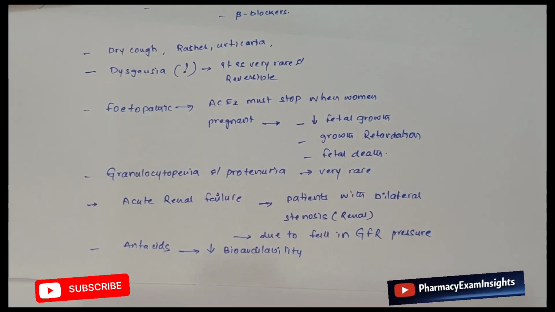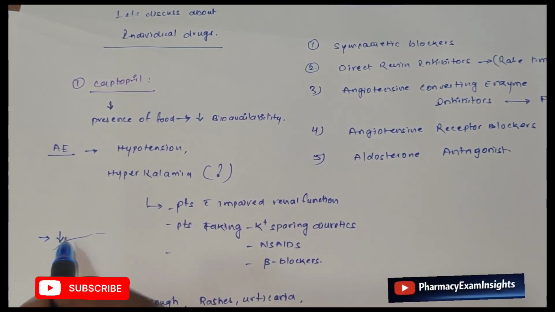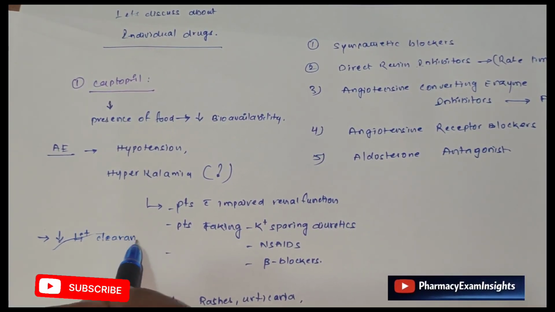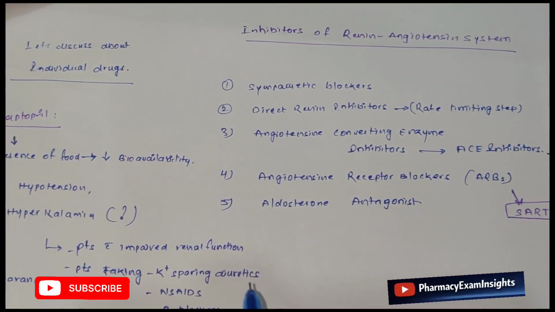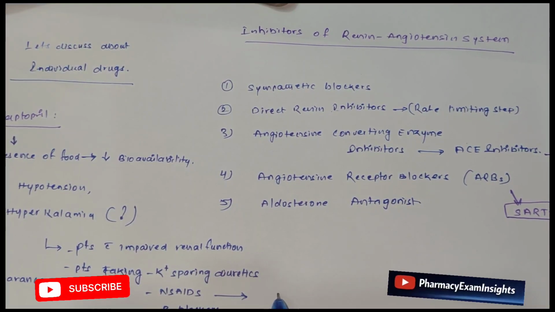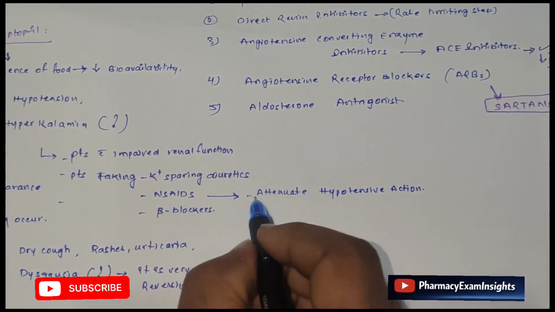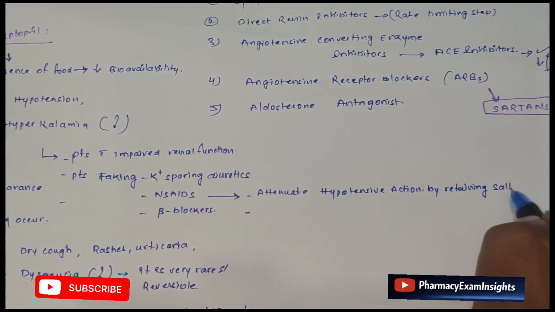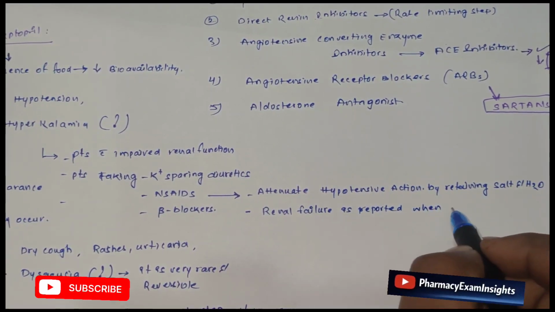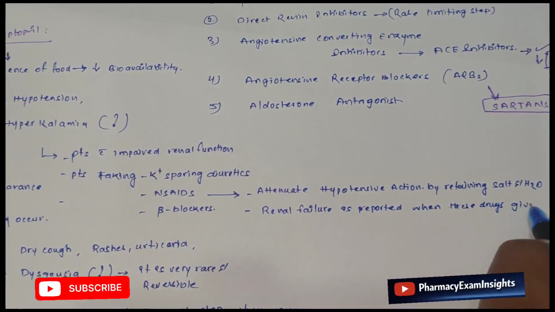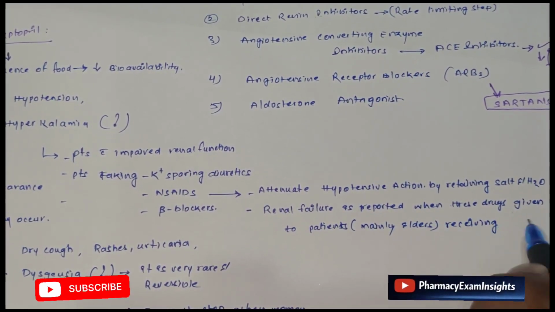Antacids, when combined, decrease the bioavailability of these drugs. Lithium clearance will decrease, so toxicity may occur. When patients receiving angiotensin converting enzyme inhibitors with diuretics are given NSAIDs, the hypotensive action is attenuated by retaining salt and water. Renal failure is reported when these drugs are given to patients, mainly elderly, receiving angiotensin converting enzyme inhibitors plus diuretics.